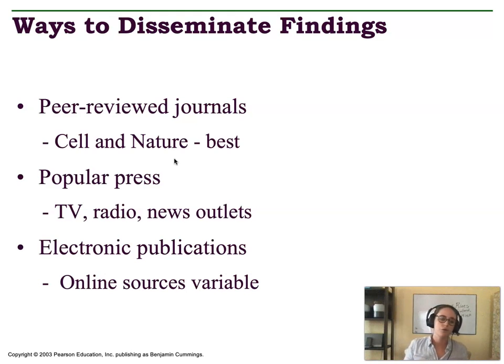If you're a scientist, you can find things through the popular press that you're interested in, but you always want to click through to the peer-reviewed journal and read that for yourself and assess the quality for yourself. And then electronic publications, it's highly variable. You can have really good online things like the NCBI is very, very good. I mean, they have a lot of peer-reviewed journals on it anyway.